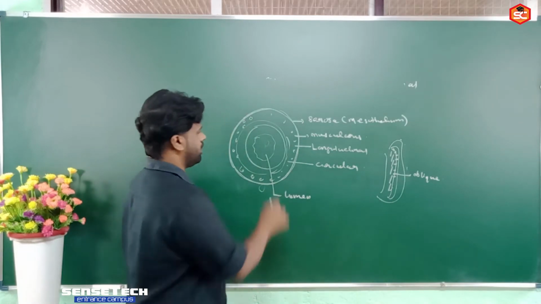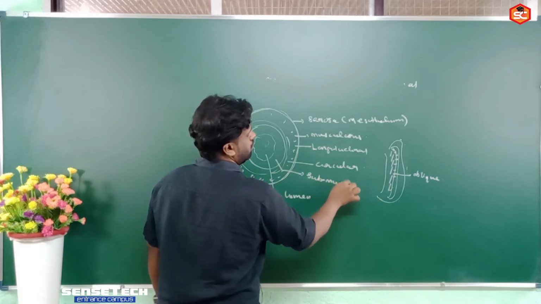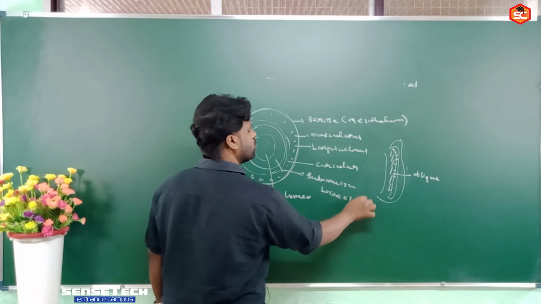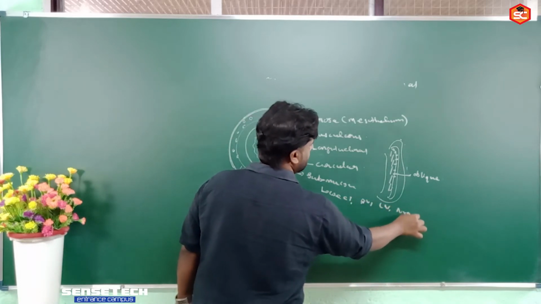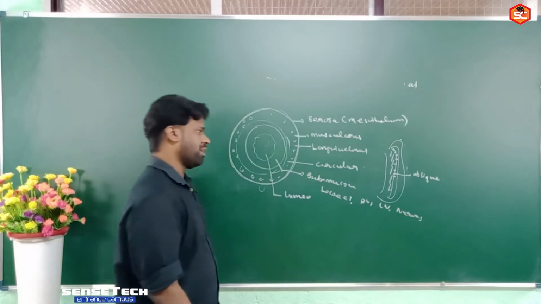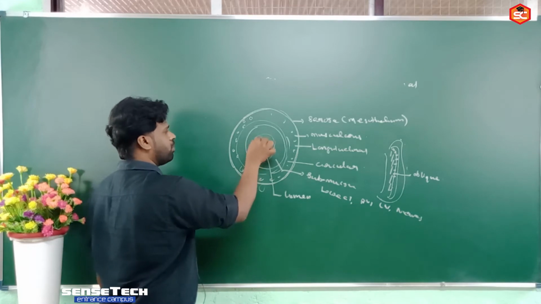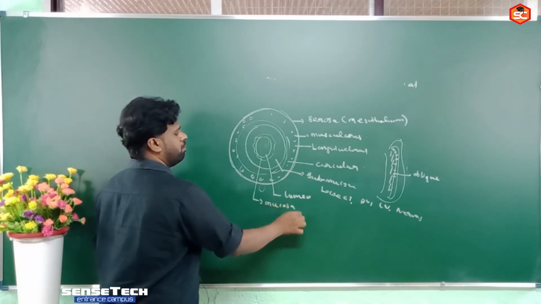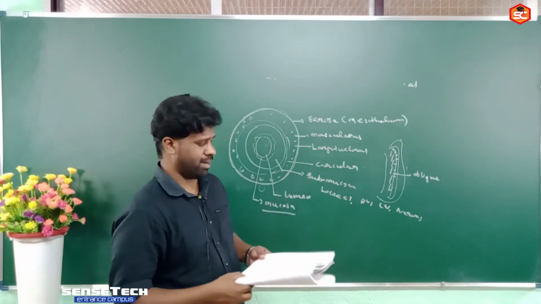Okay, the third layer is the submucosa layer. The submucosa is formed of loose connective tissue, blood vessels, lymph vessels and nerves. The innermost layer is called mucosa, formed of epithelium. So these are the histology of the alimentary canal.